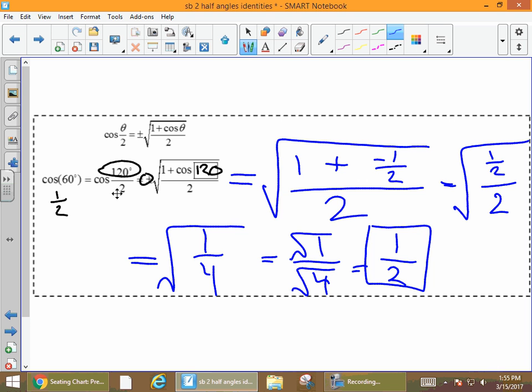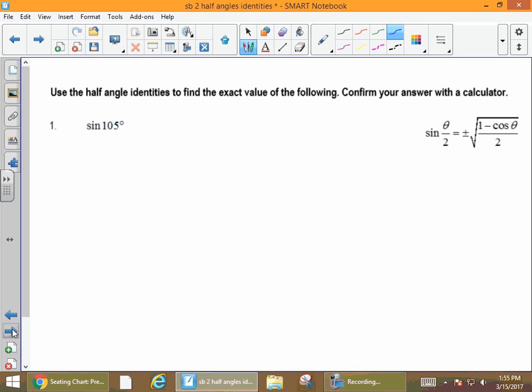So this problem may seem irrelevant because we already know what the cosine of 60 is, but if we were given the sine of 105, this is an angle we don't know. So this is where it becomes more relevant to us. Do you guys need me to go back? I know I just switched pages really fast. You're good? All right. So we don't know the sine of 105. That's not an angle we know. But we can use this half angle identity to help us find that.